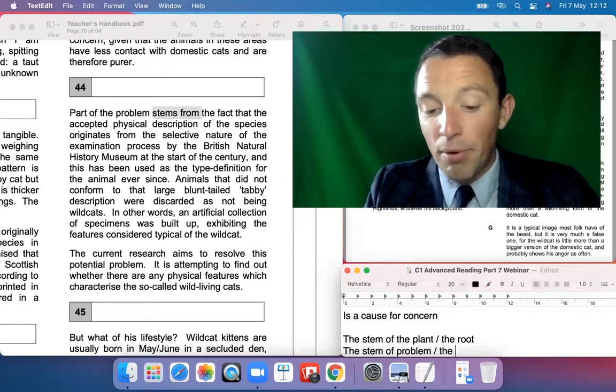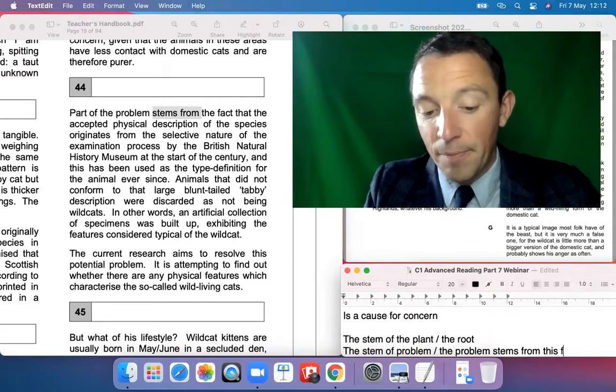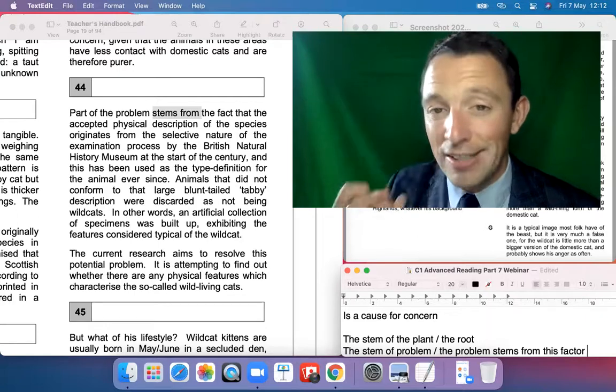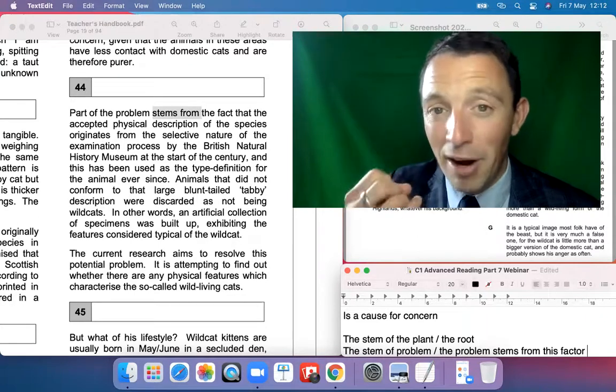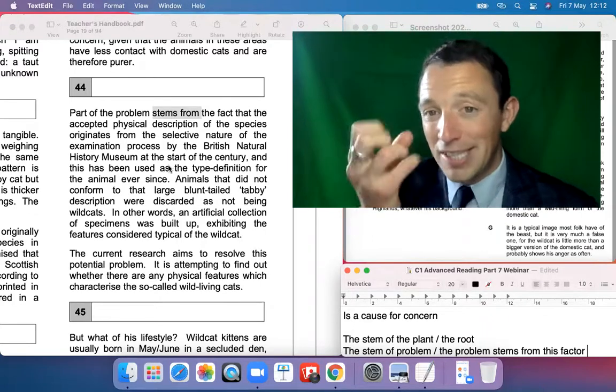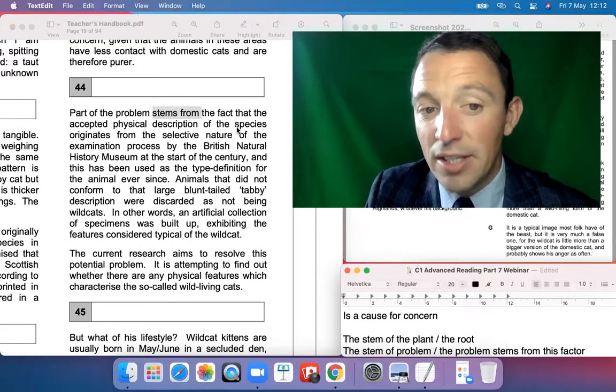And you can say the problem stems from this factor. So the problem comes from this factor, or the problem originates from this factor, or the root of the problem is here. So it's really fluent vocabulary. And here, part of the problem stems from, it comes from the fact. Physical description of the species, again, the pronunciation.